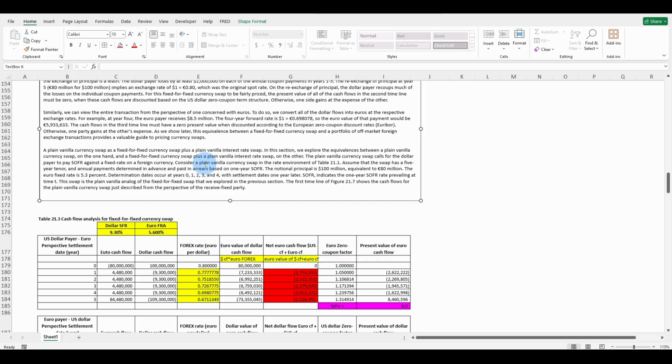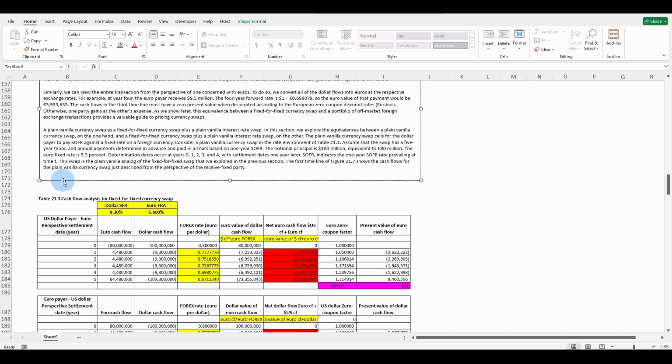Assume that the swap has a 5-year tenure and annual payments determined in advance and paid in arrears based on 1-year SOFR. The notional principal is 100 million, equivalent to euro 80 million. The euro fixed rate is 5.3%. Determination dates occur at years 0, 1, 2, 3, and 4, with settlement dates 1 year later. SOFR indicates the 1-year SOFR rate prevailing at time T. This swap is the plain vanilla analogy of the fixed-for-fixed swap that we explored in the previous section.